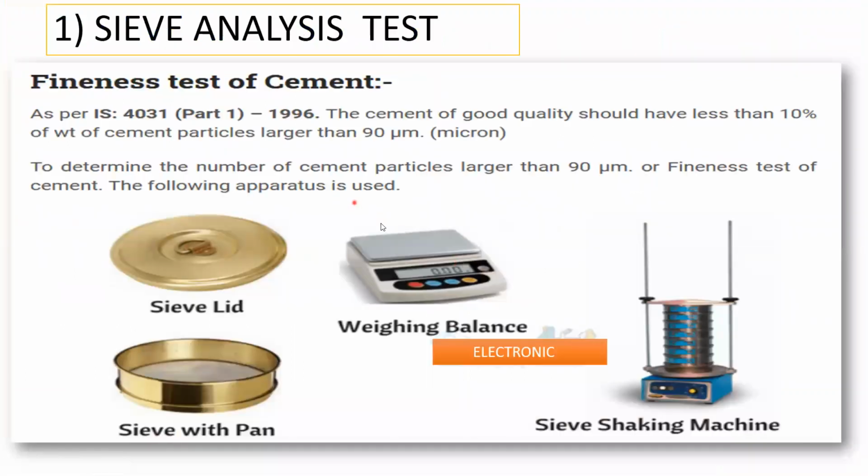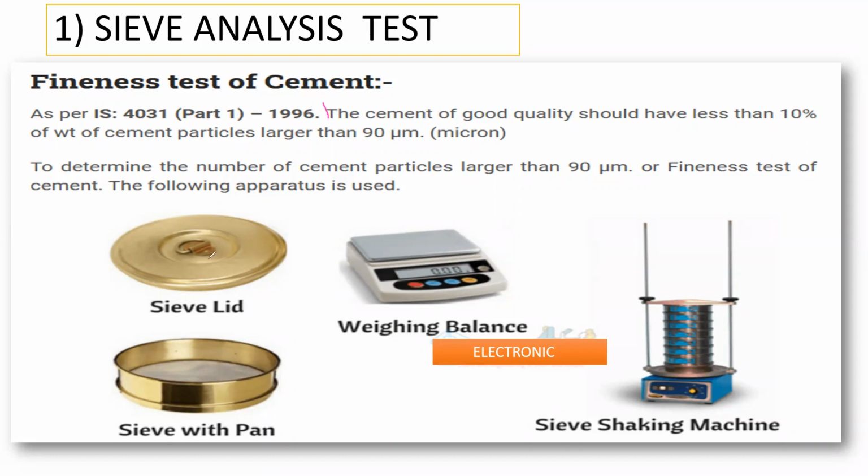To test that, we do a test called the sieve analysis test. We'll see how the sieve analysis test has to be done. As per Indian Standard 4031, if you refer to the code book, this is how it is given. Cement of good quality should have less than 10% by weight of cement particles larger than 90 micron, right? This is how the fineness is defined. A good quality cement is one where the weight of cement particles retained is less than 10%.